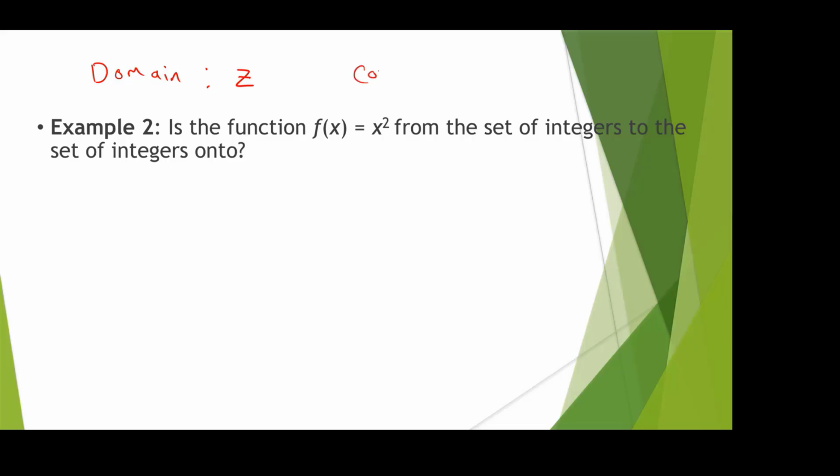And what is our codomain? The codomain is also the set of integers, so all integer values. It doesn't say positive or negative, so we assume it has both positive and negative integers. On the left hand side we have all positive and negative integers, and on the right hand side too. When we apply the function, we get the square on the right hand side. So what do you think? Will it be one-to-one? No? Yes?